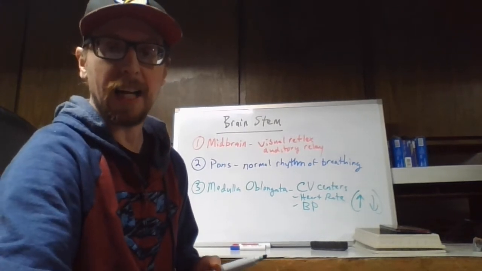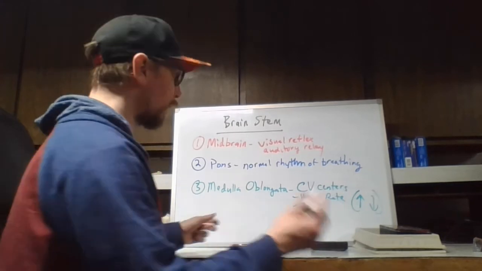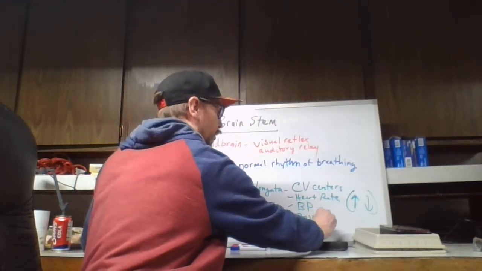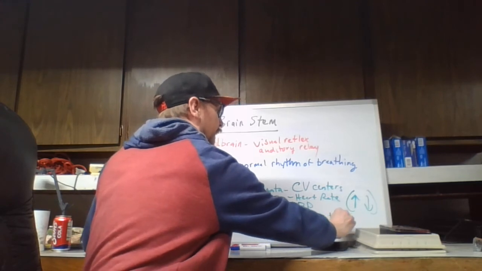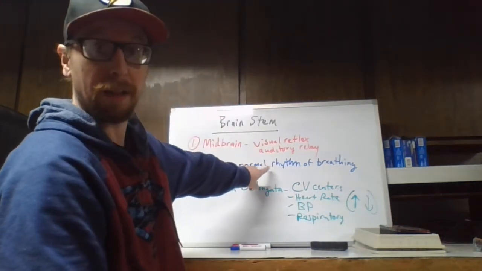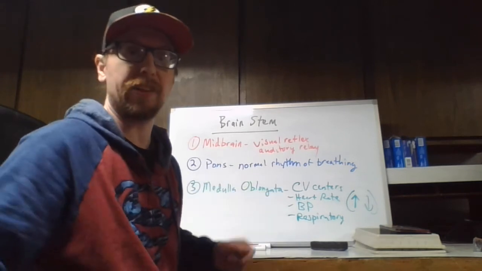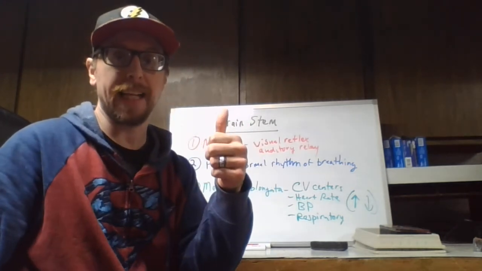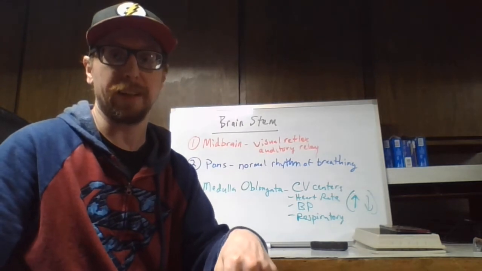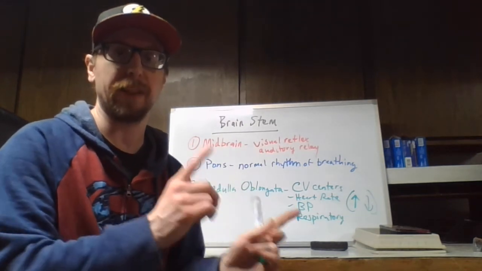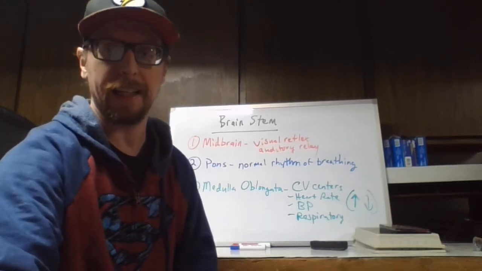The medulla oblongata also works along with the pons in having similar functions in terms of respiration. So it's the pons that maintains a normal rhythm of breathing, making sure that you don't forget to breathe. But the medulla oblongata actually increases your breathing during sympathetic, or lowers your breathing during parasympathetic. So again, it regulates between parasympathetic and sympathetic.